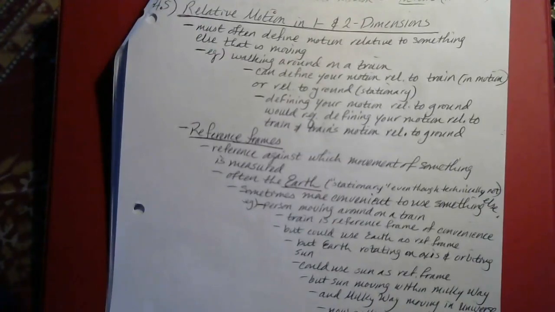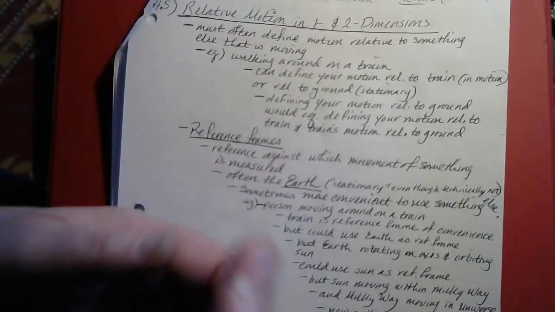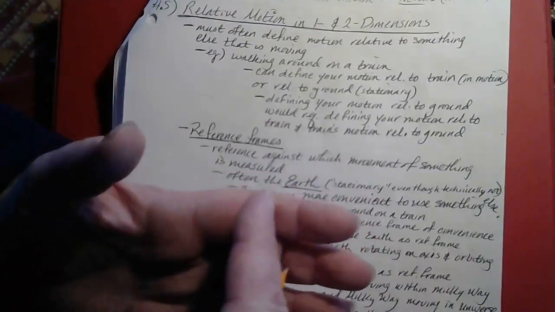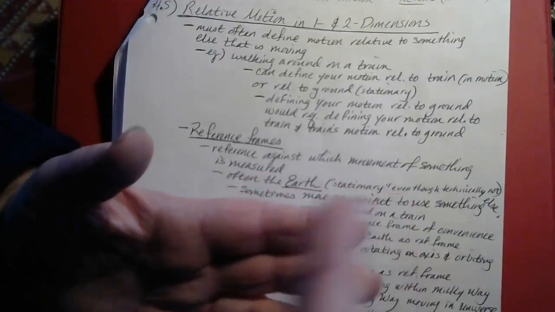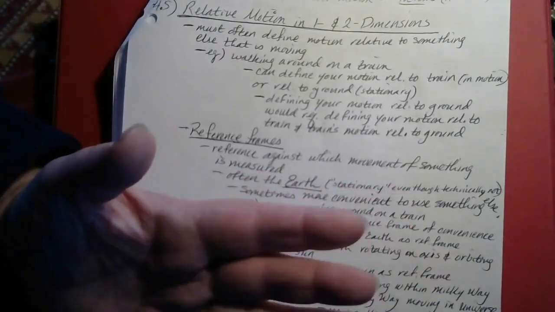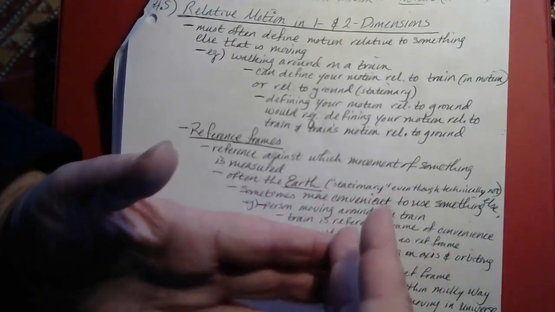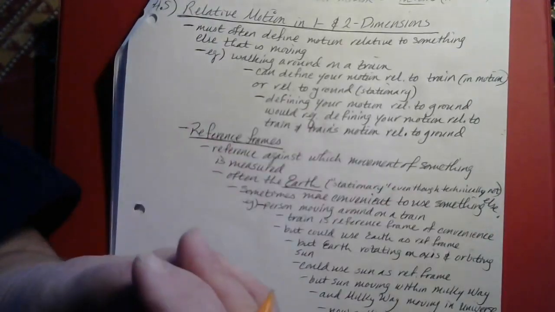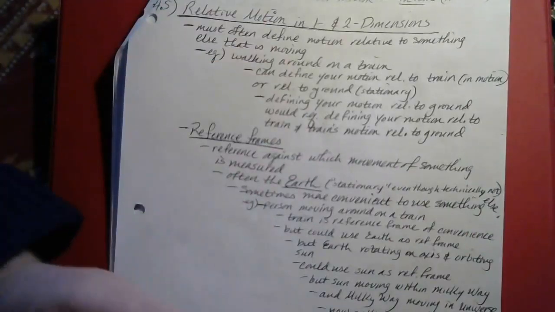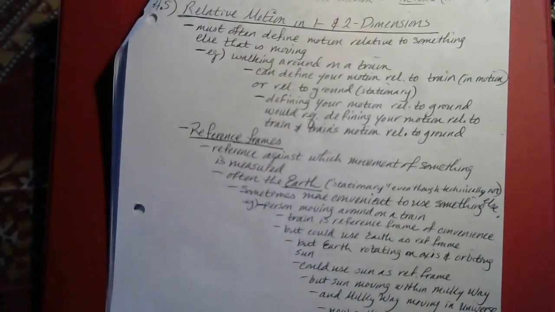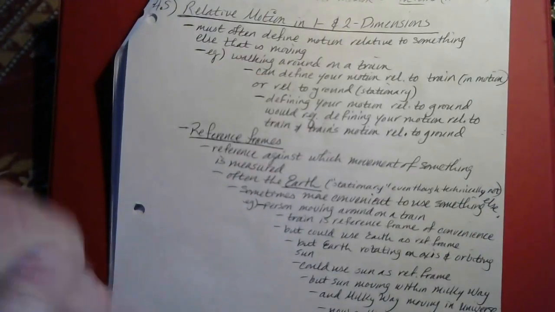Because in order to do that, if you're moving around on a moving train, you would first have to come up with an equation to describe your motion relative to the train. Then you would have to come up with an equation for the train's motion relative to the Earth. And then you would have to combine those two equations. And only then could you get an equation for your motion relative to the Earth. That's more complicated, but we will see how to do that.